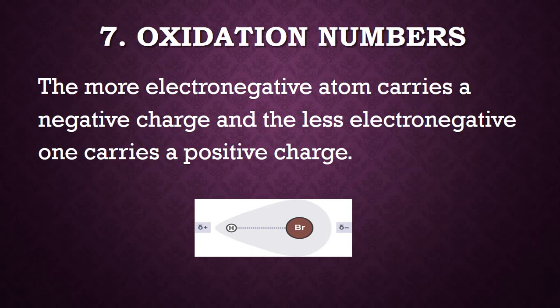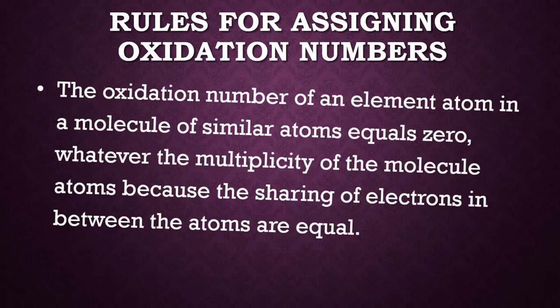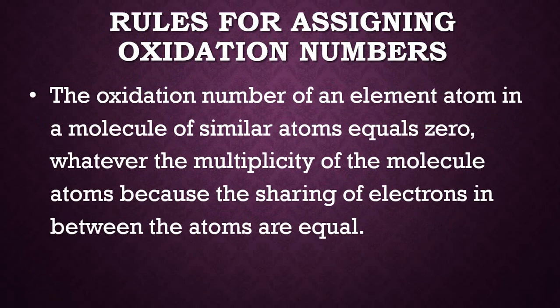But to calculate the oxidation numbers, we say that the less electronegative atom carries a positive charge, while the more electronegative atom carries a negative charge. Let's talk about the rules for assigning oxidation numbers.